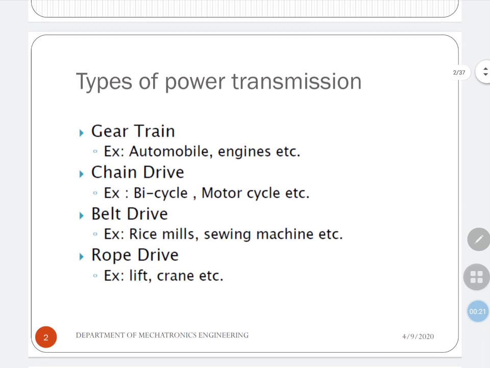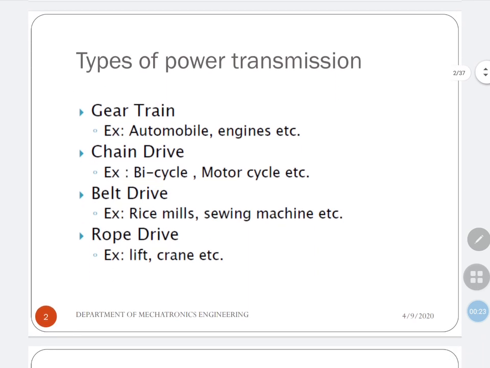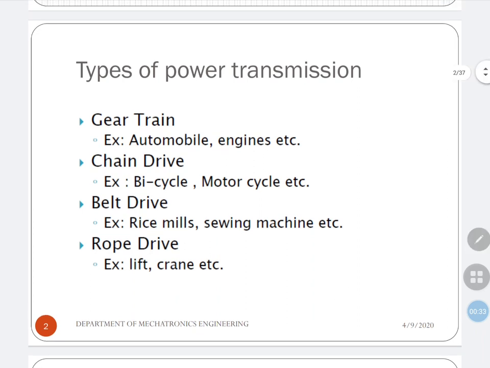Going into the details, these are the power transmission methods, which most mechanical background people will understand easily. The first one is the gear train, which is used in automobiles and engines. You might have seen gearboxes in cars and higher-end vehicles. So that is the first type.